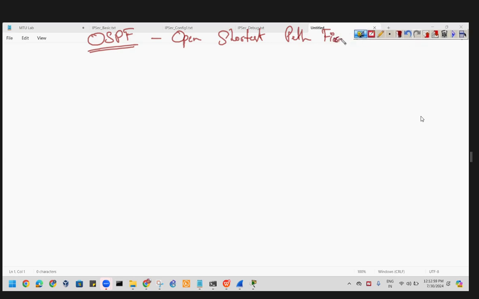Okay, can you tell me about OSPF protocol a little? It is a dynamic IP routing protocol, ma'am, which finds the efficient route. It's a link state protocol, and it follows EGP. It comes under EGP.